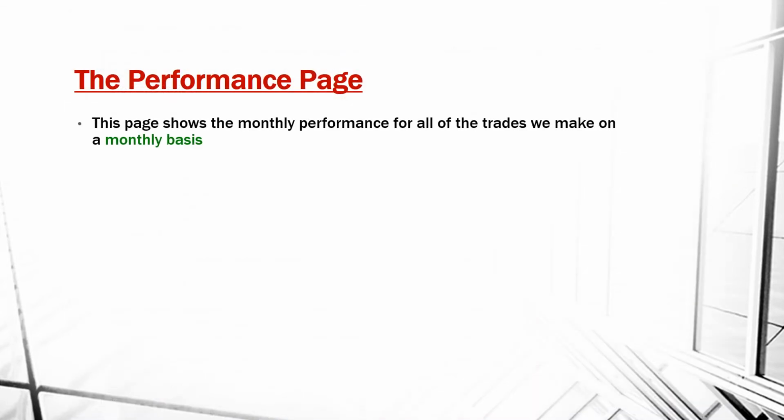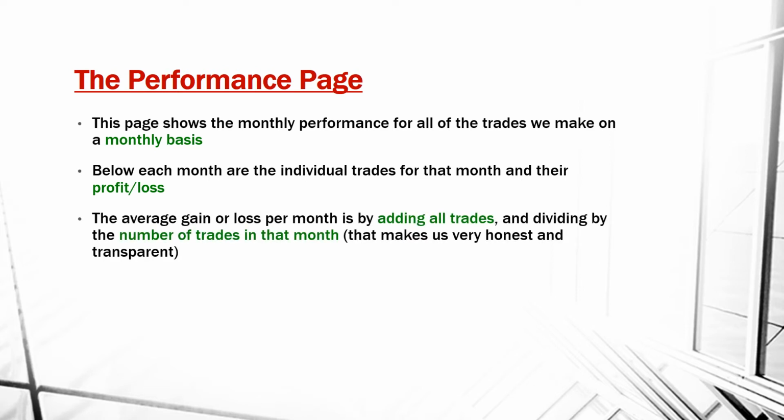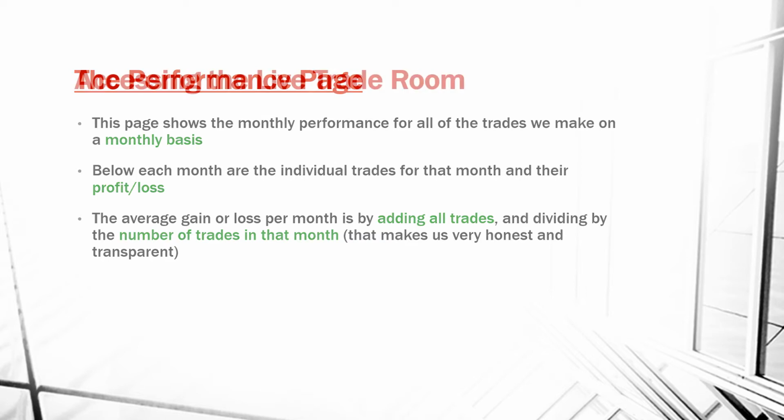The performance page. This page shows the monthly performance for all of the trades we have made on a monthly basis. Below each month are the individual trades for that month and their profit or loss. The average gain or loss per month is by adding all trades and dividing by the number of trades in that month. That makes us very honest and transparent, which is what we strive for.